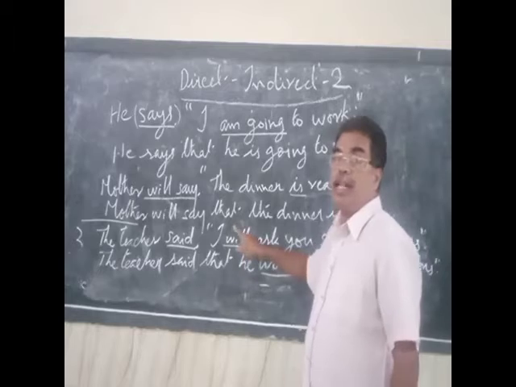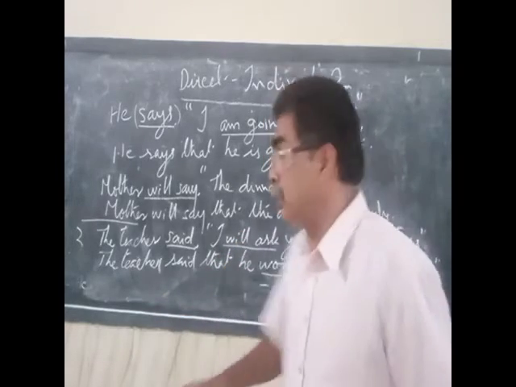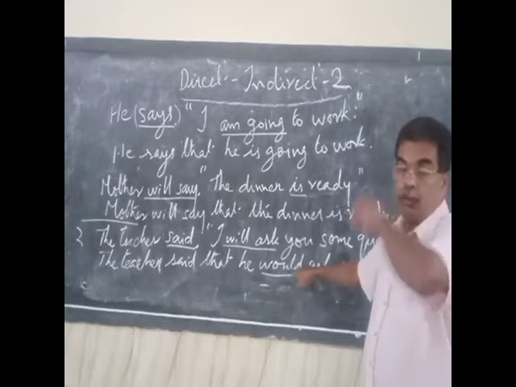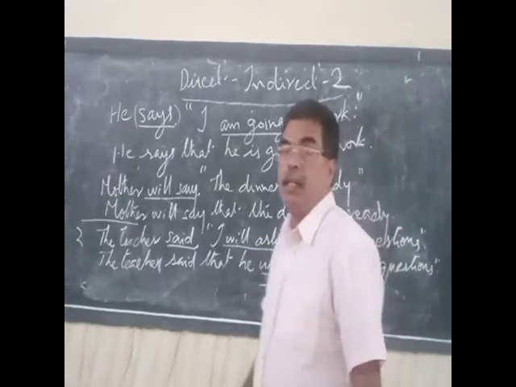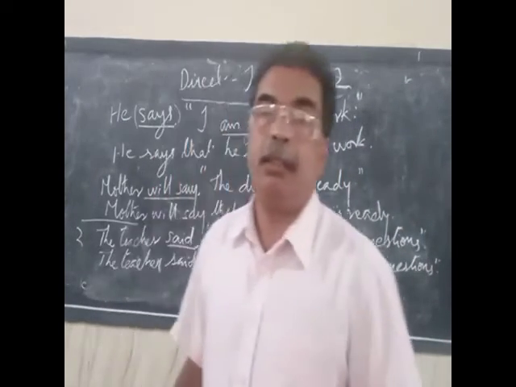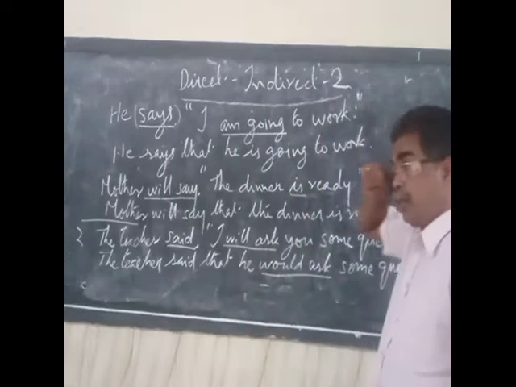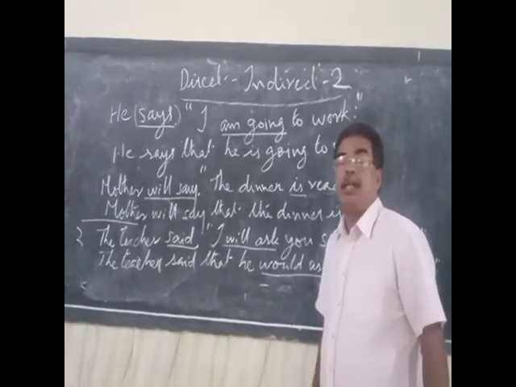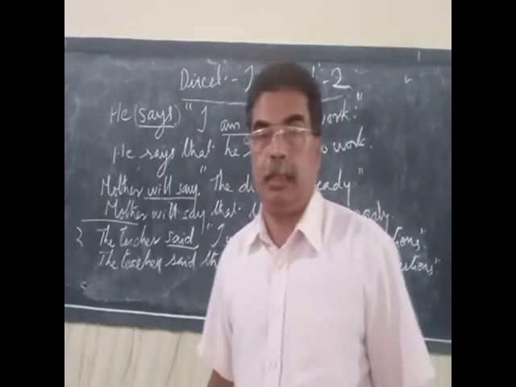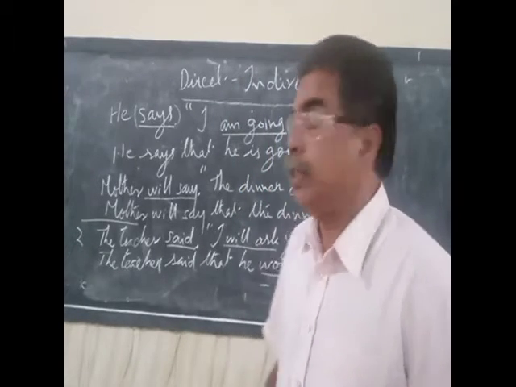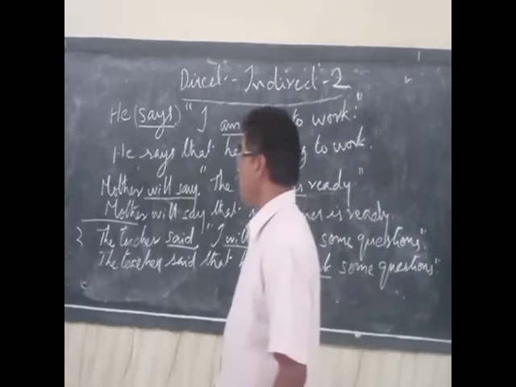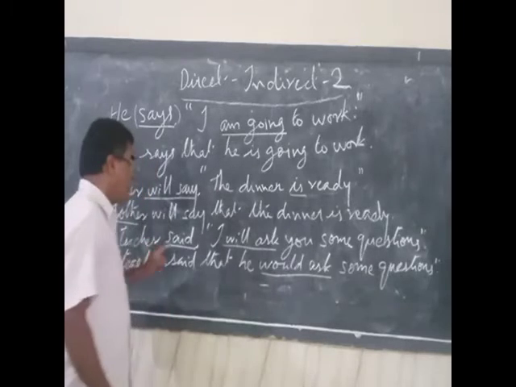And words like will and shall, which show future tense, will change into would. Would changes into would. Will, shall, may, can, all these modal auxiliaries, they will change into their corresponding past tense. That is rule number 2. So, what is the rule?